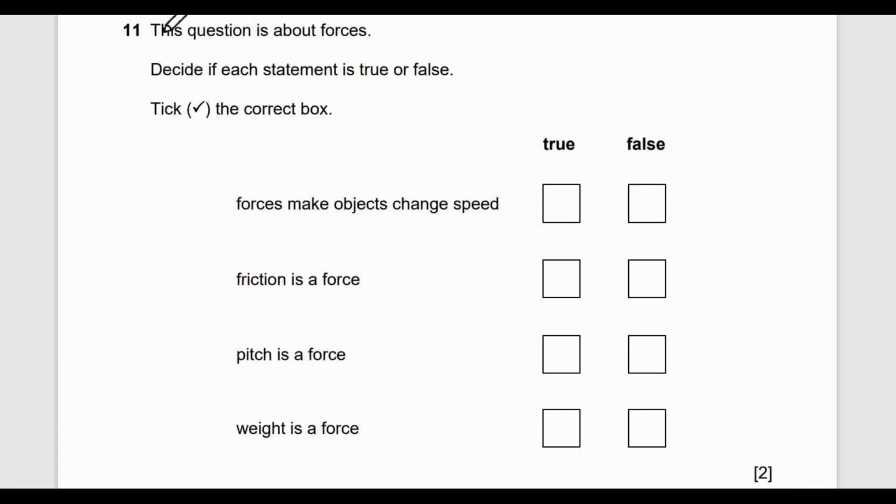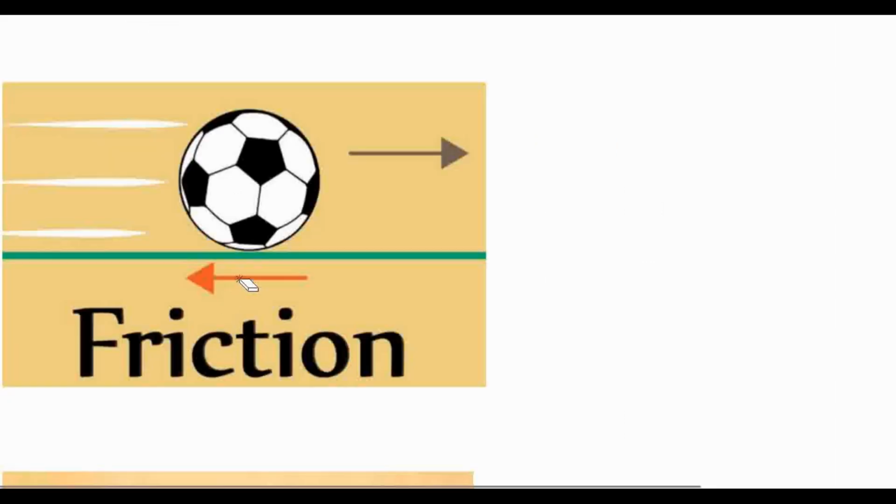Next, this is a question about forces. Decide if each statement is true or false. Tick the correct box. Forces make objects change speed. Is it true or false? Friction is a force. Pitch is a force. Weight is a force. Let's take a look at the definition of each of them. This is a friction force against the movement of the ball to the right. So this is a force.